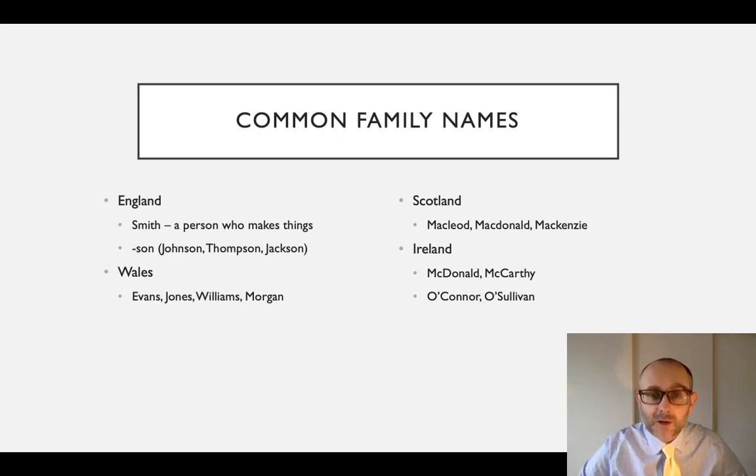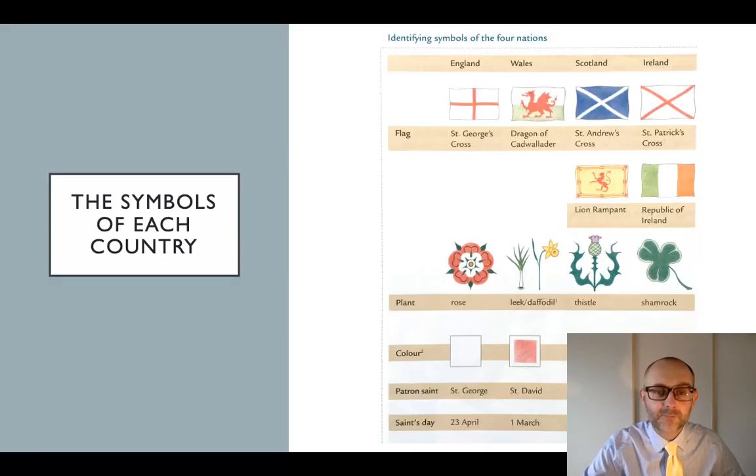Another common Irish name that you might see is O something, so O'Connor, O'Sullivan, or O'Reilly. So the O means of, so of Connor, of Sullivan, of that family, from that family. So these are some big differences we see in terms of names. Okay.